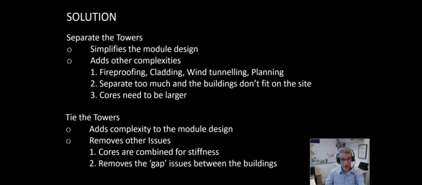So the options at an early stage are to separate the two towers, which obviously simplifies the module design quite considerably. It adds other complexities such as fireproofing, cladding issues in the gap, wind tunneling between the two buildings, and potentially planning problems. If you separate them too much, the buildings won't fit on the site. The cores would also need to be larger because they rely on each other for some stiffness. The alternative was to tie the towers together, which adds the complexity back into the module design, but it removes all the other issues. So the cores are combined for stiffness and it removes the gap issues between the buildings. This is the solution that was chosen.